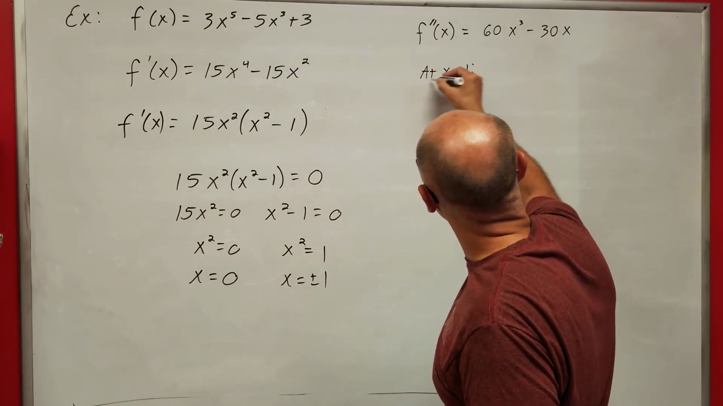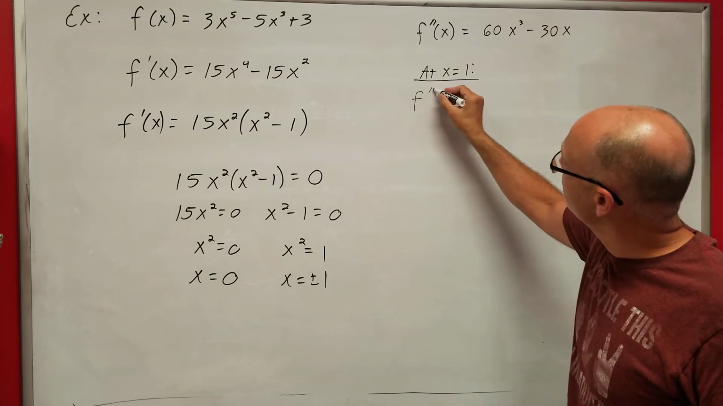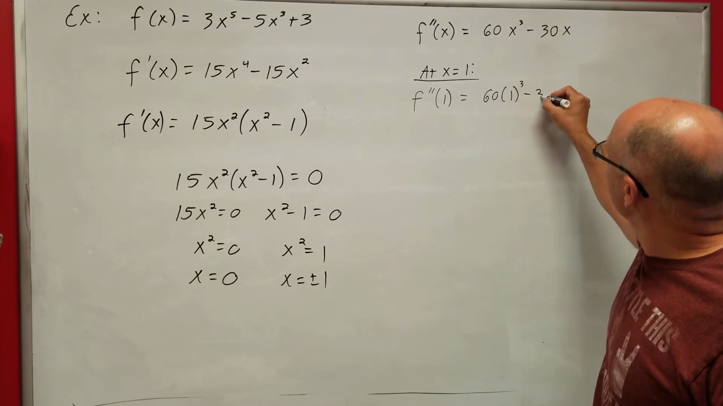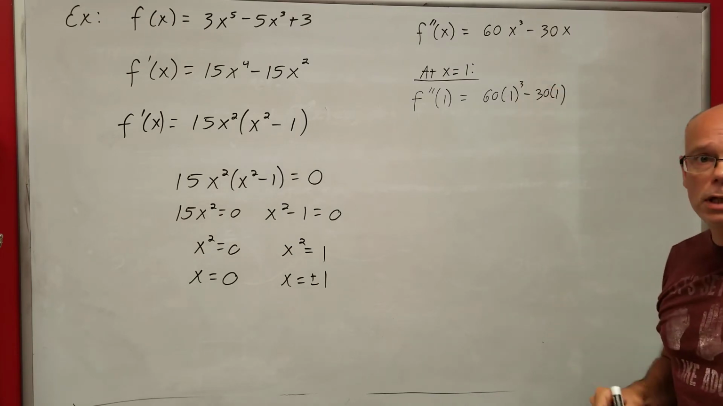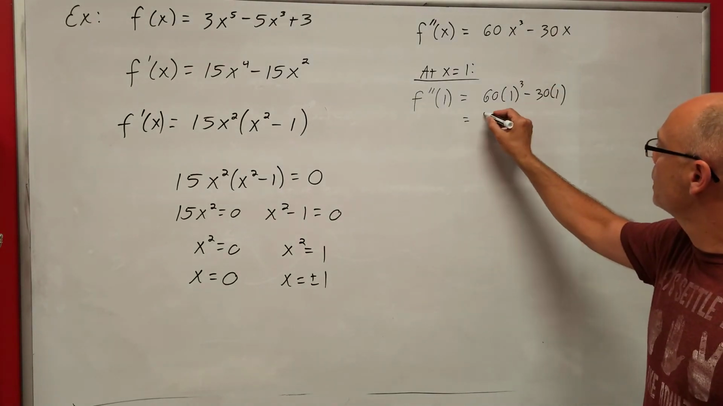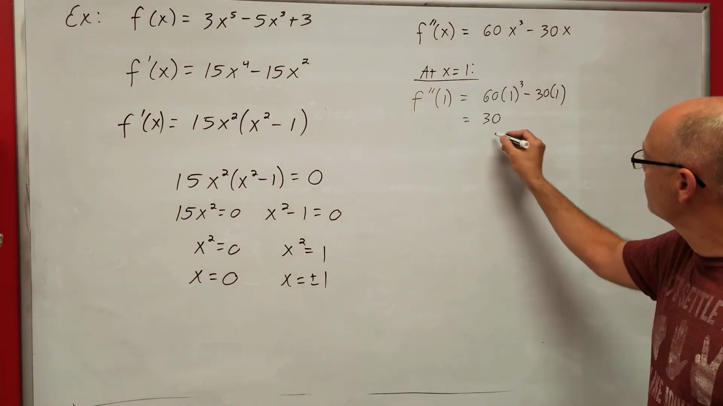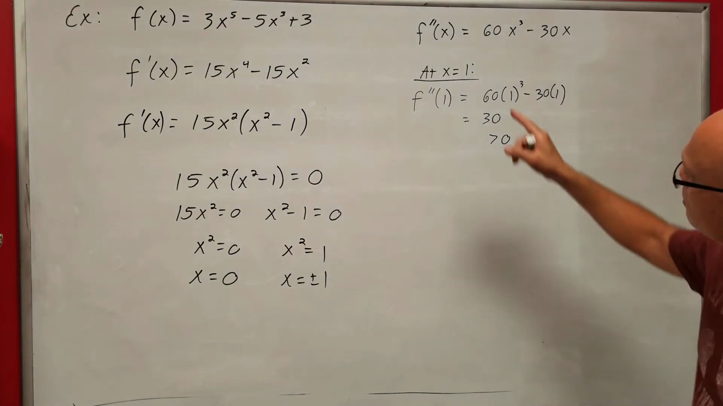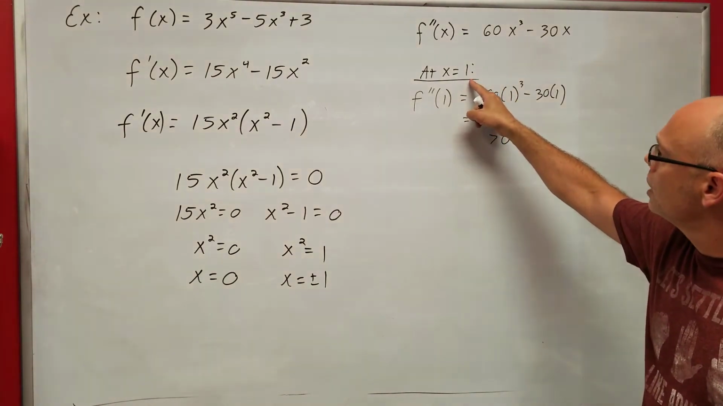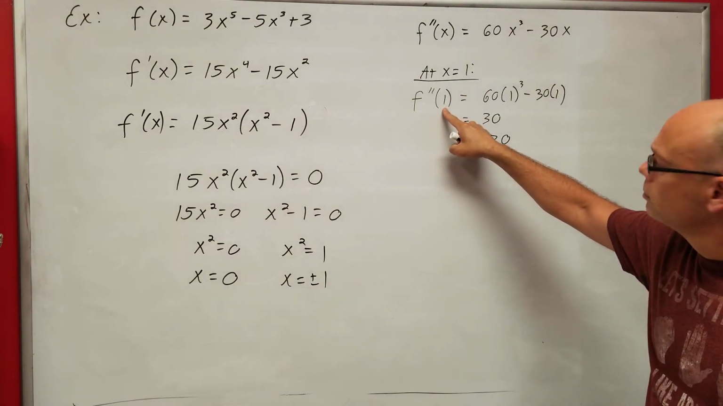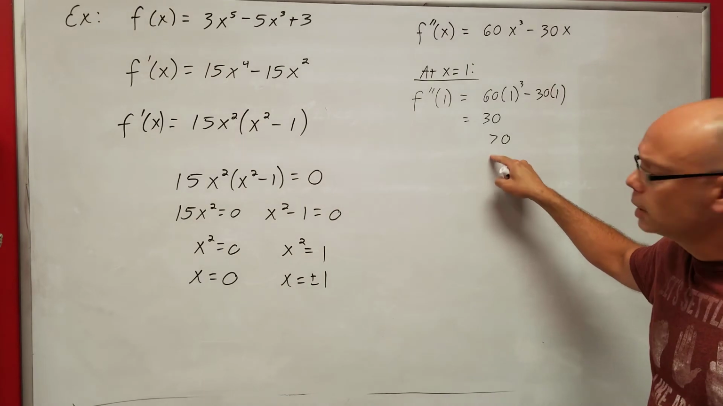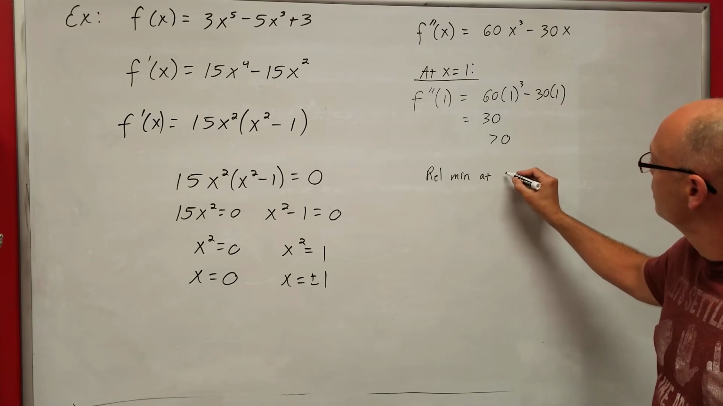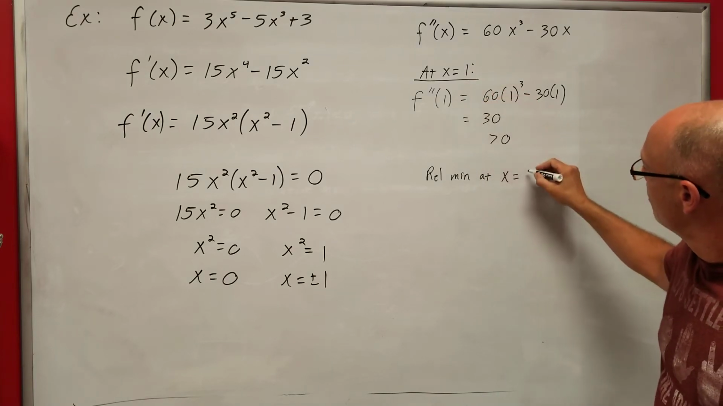At x is equal to 1, I'm going to take the second derivative and evaluate it at 1. So that'll be 60 times 1 cubed minus 30 times 1 if I substitute it in for each x. What does that give me? 30, so that's a positive, right? That's greater than 0. So what do I know if my first derivative is equal to 0, which is at 1, and my second derivative at that value is a positive? Then I know I have a relative minimum at x is equal to 1.